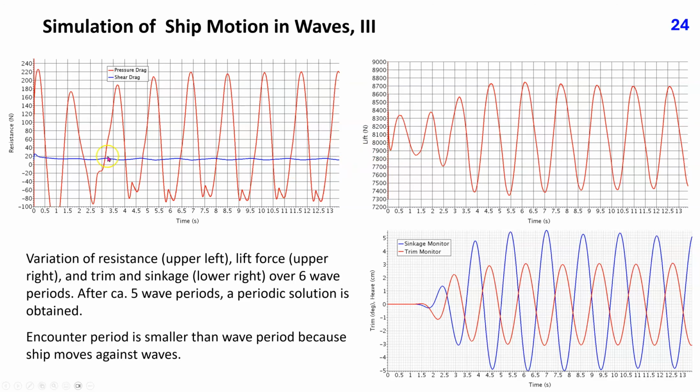The shear drag does not vary much, but pressure drag varies with amplitudes higher than the mean drag. Over a part of the encounter period, pressure drag is negative, that is, the ship is being pushed forward rather than opposing its forward motion. Note that in reality, ships do not move through waves at a constant speed, as in this simulation, but with constant power. In that case, the speed varies and the resistance oscillation around the mean value is less pronounced than in the case of an imposed constant speed.